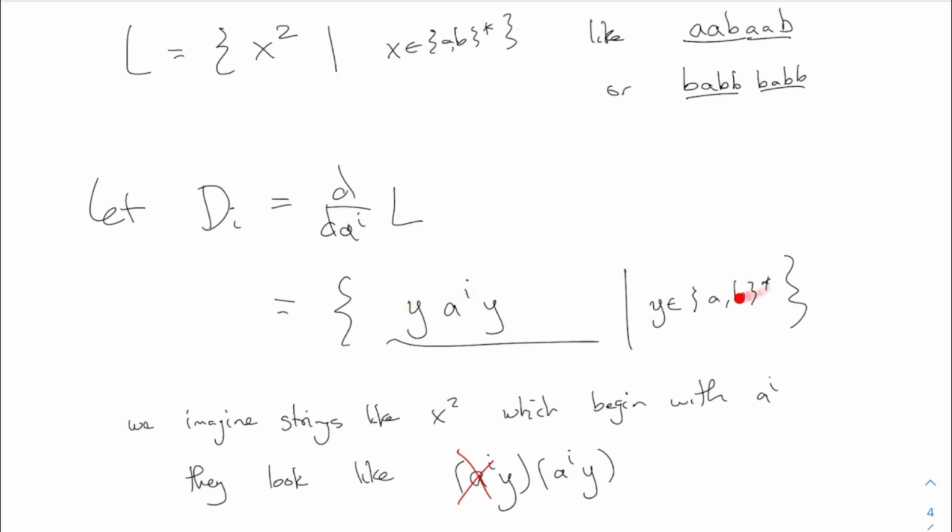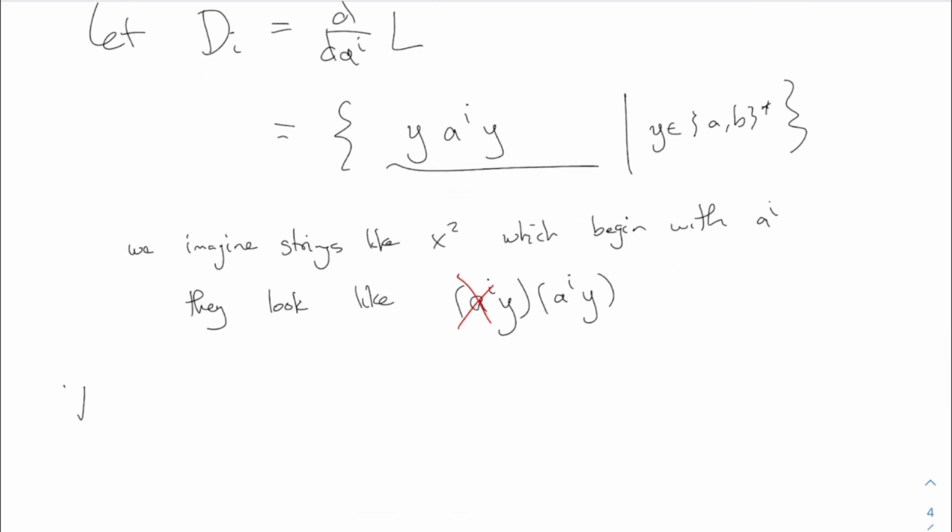And now I ask you, are these all different from one another? And I say yes. Like this D_i is strings which have something, then a to the i, then something else. So if i is 1, that means it has one A in the middle. If i is 2, it has 2 A's in the middle. That's different, right? So I am, again, going to say, as always, these are all different. So L is not regular. All right.